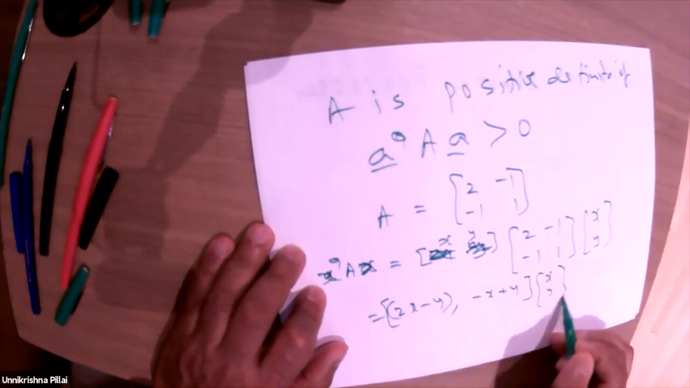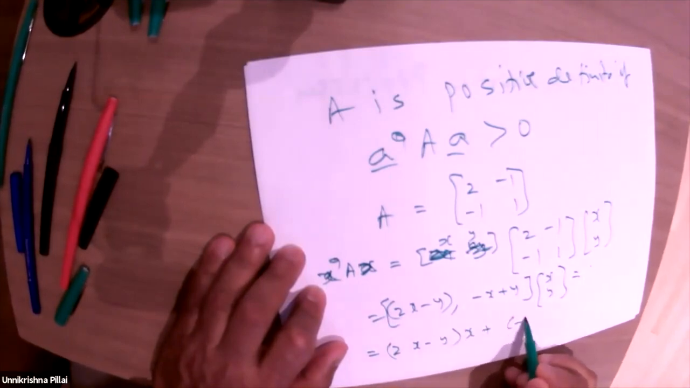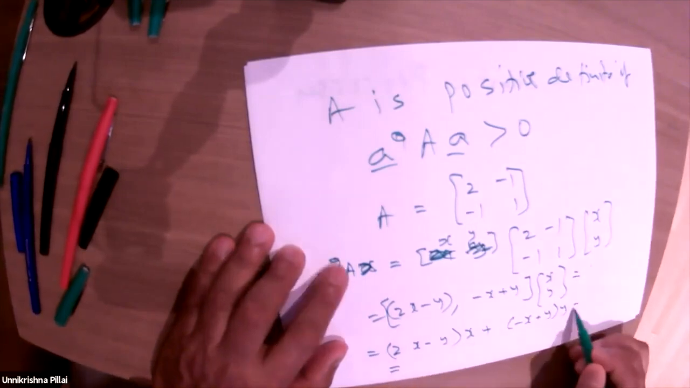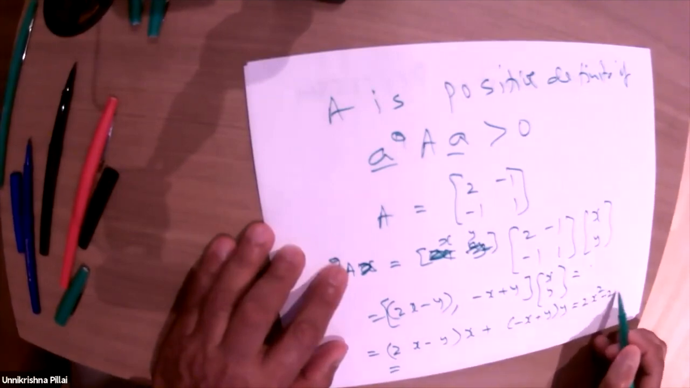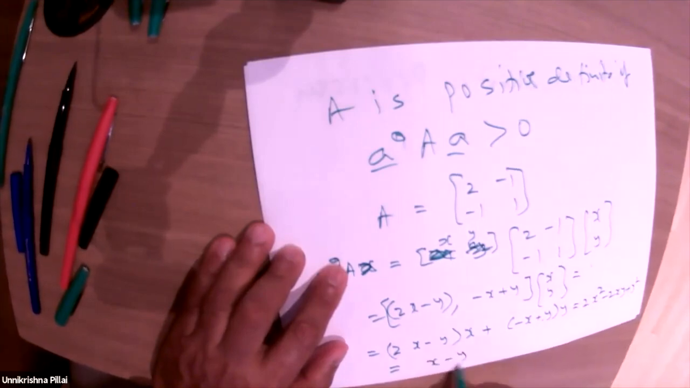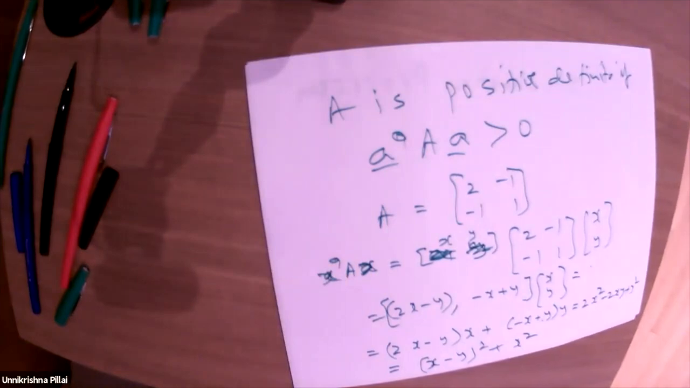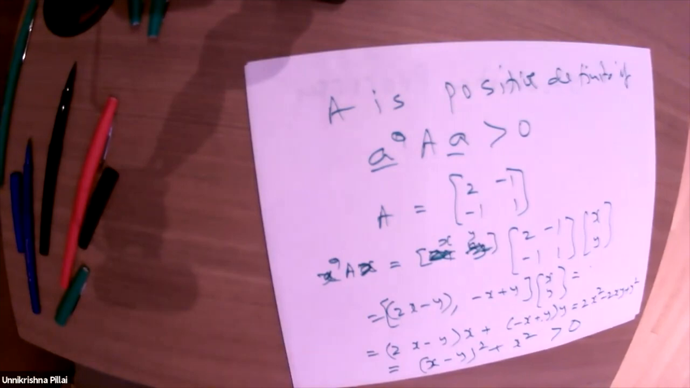Multiplied by xy. So this will be, here you get 2x minus y multiplied by x plus minus x plus y multiplied by y. So if you expand, you can see this will give you 2x squared minus xy minus xy minus 2xy plus y squared. So I can write this as x minus y the whole squared plus x squared. So you can see it doesn't matter whether I take x and y for any values of x and y, this will always be positive unless x is 0, y is 0.